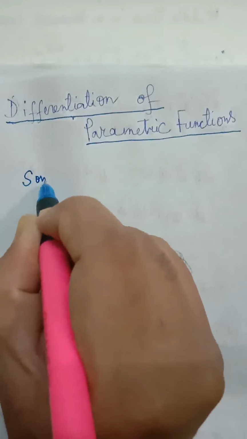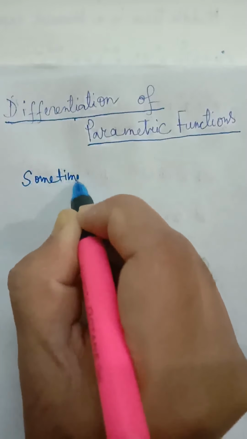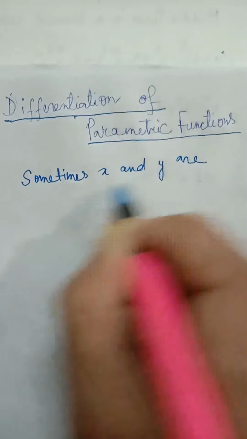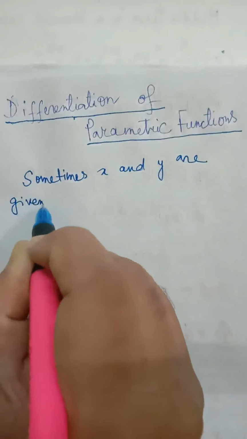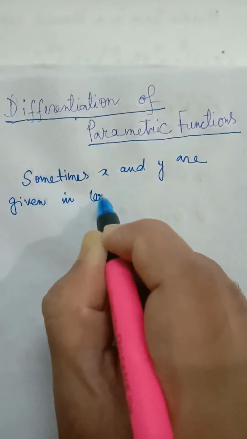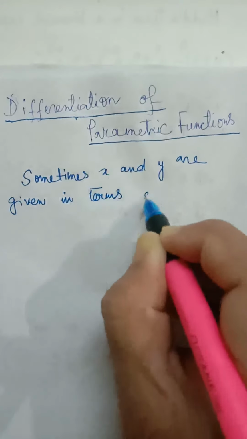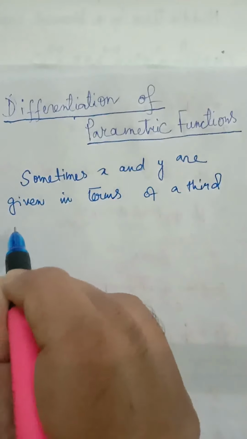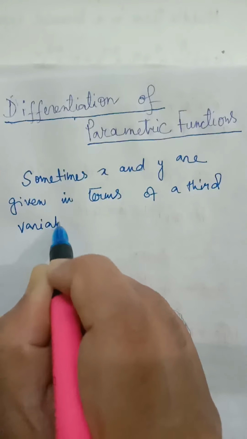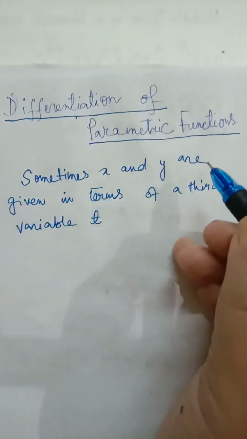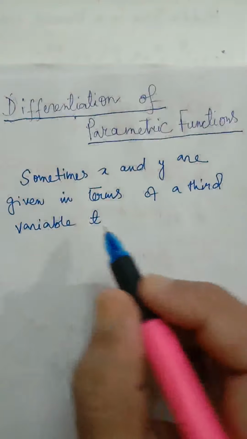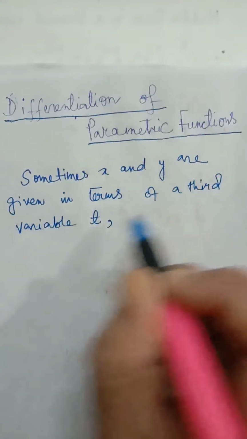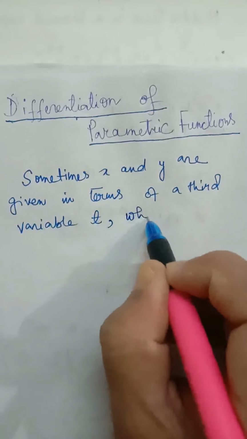Sometimes x and y are given in terms of a third variable, say t, or in terms of theta, or in terms of anything else, which is called a parameter.